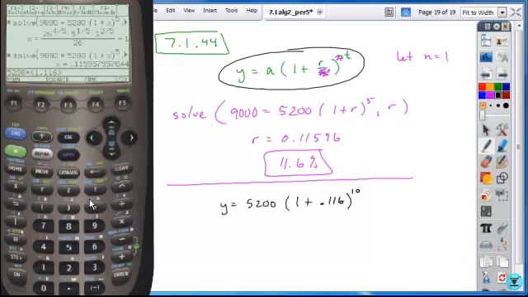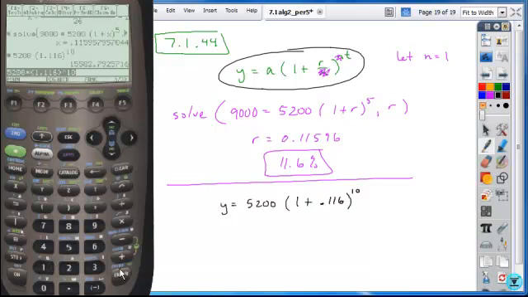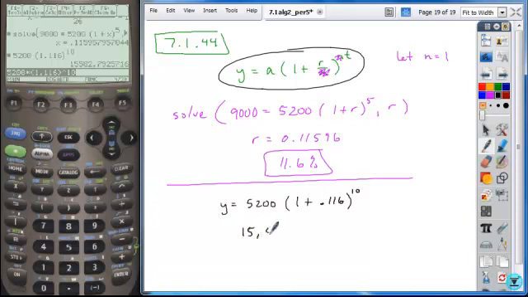So if we evaluate this answer, 5,200 times the quantity 1.116, so this is our growth factor, right? Considered the rate of change here, all to the power of 10, and hit enter, then we get the answer that they're looking for, which is 15,582.79.